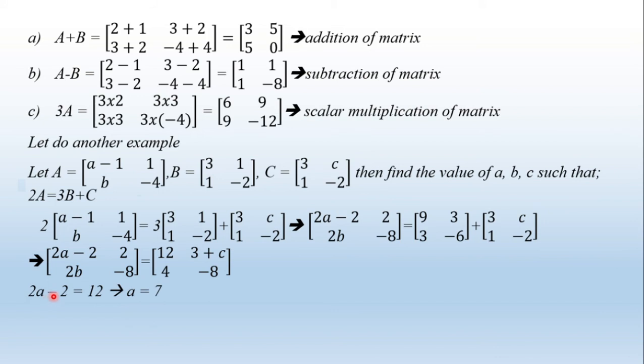So here 2a minus 2 is equal to 12, that implies that a is equal to 7. 2b is equal to 4 means b is equal to 2. 3 plus c is equal to... here it's a mistake. 3 plus c is equal to 2, so the value of c becomes minus 1.